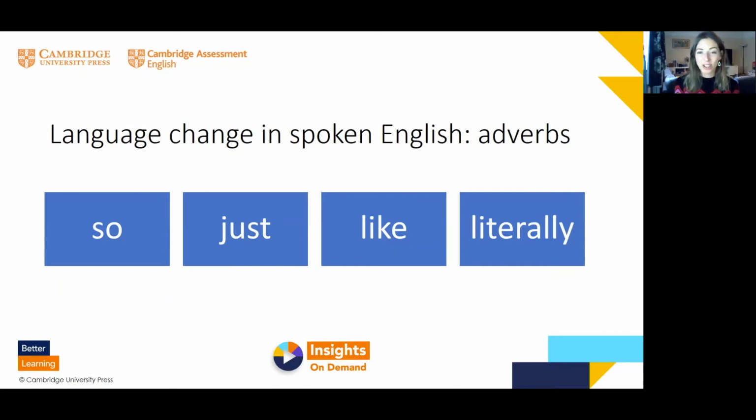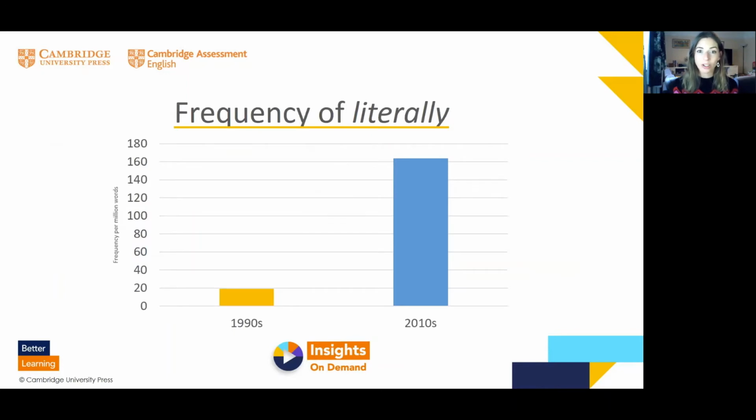Okay, so the biggest change we've seen in terms of frequency is with the adverb literally, which has increased from 19 per million in the 90s to nearly 200 per million 20 years later. That's a huge increase. And what's interesting about literally is the way we use it and how that's changed. Let's have a look at some uses in more detail.